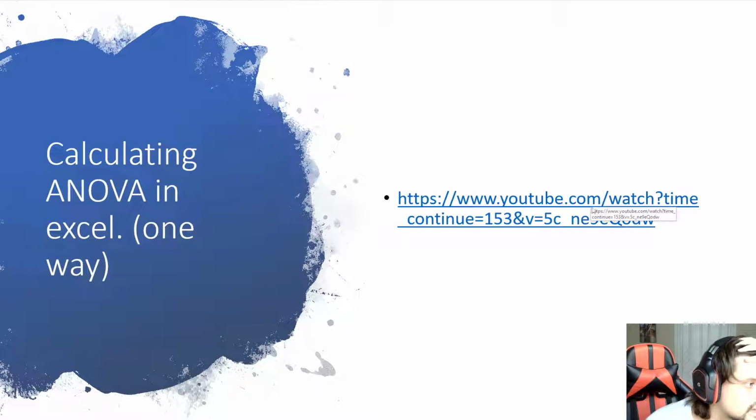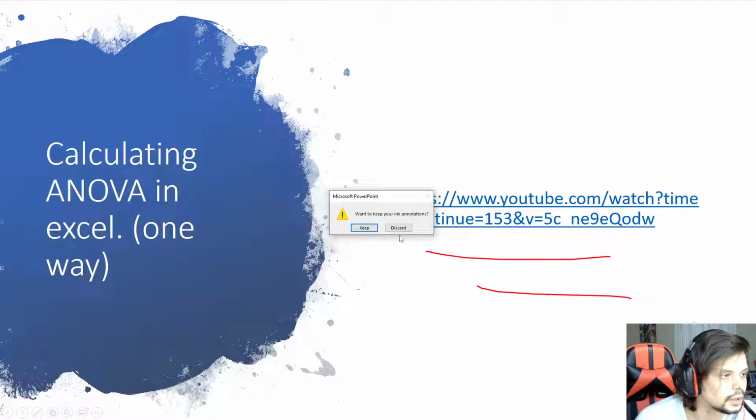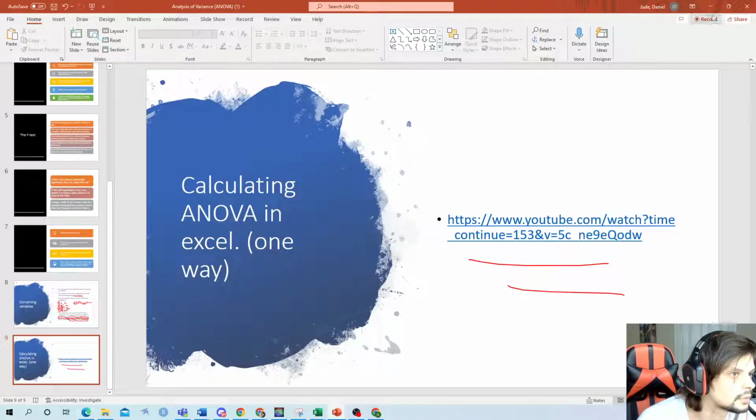You can watch this YouTube video for calculating ANOVA in Excel. It is there for you if you need it. So go ahead and take a look at that. In the meantime, I'm going to show you experimental and control groups.